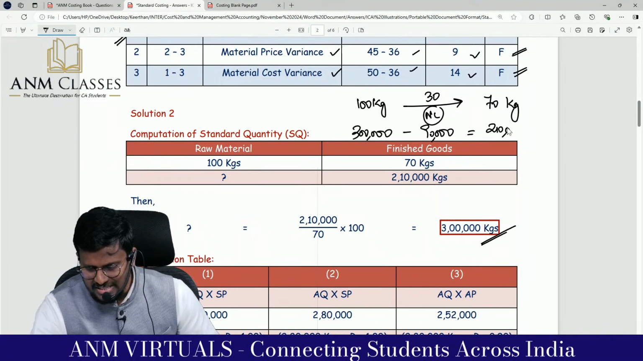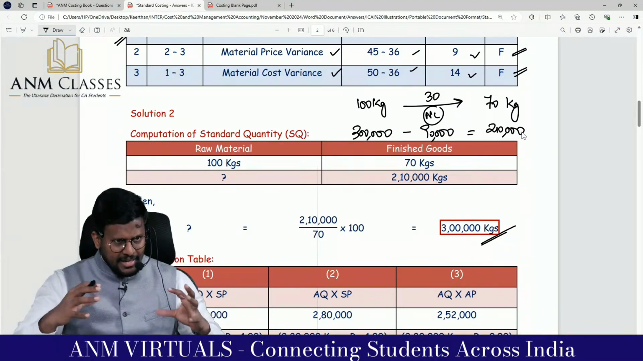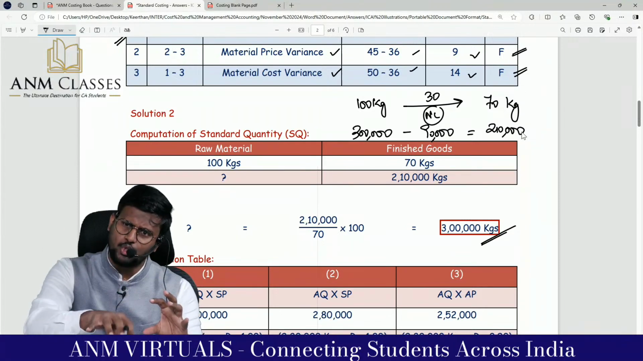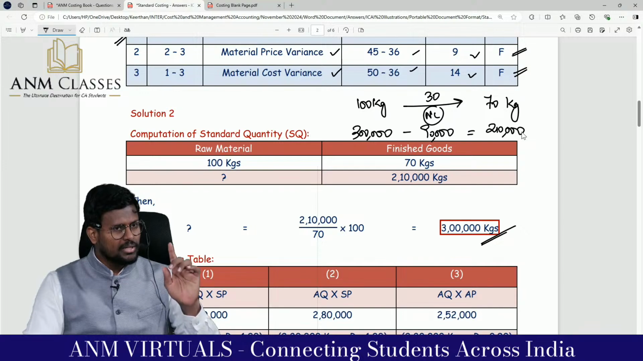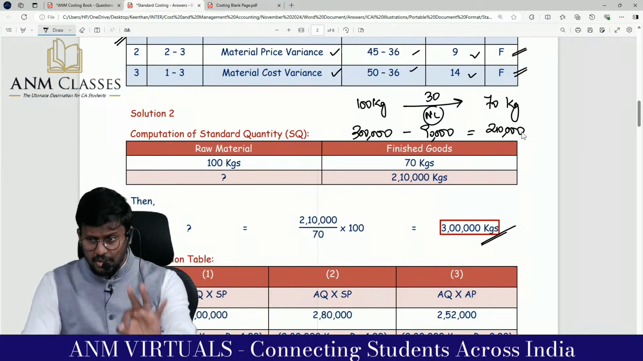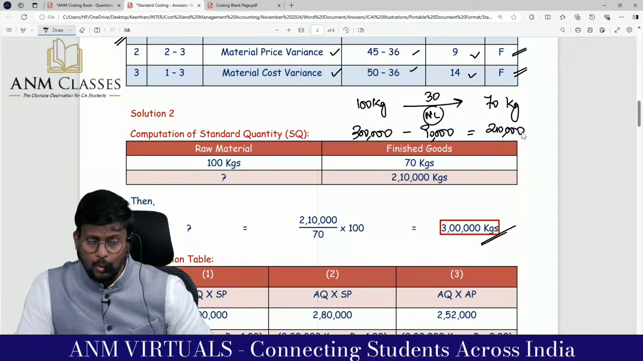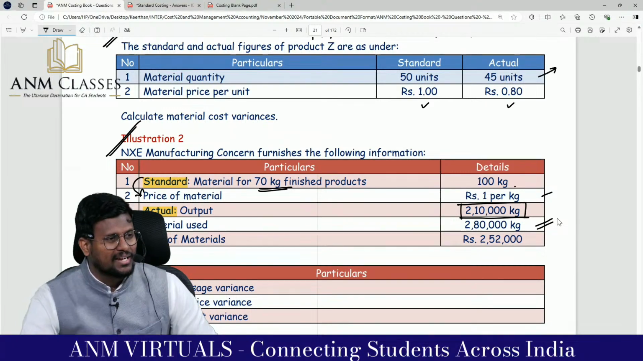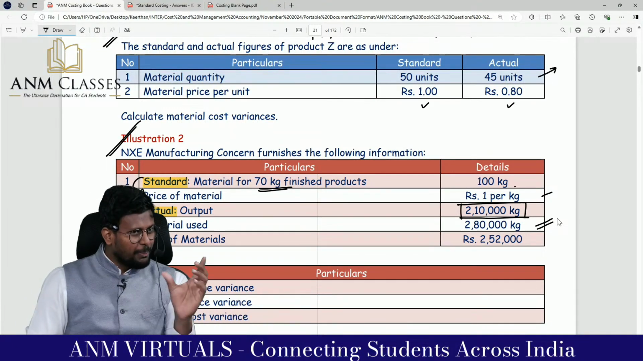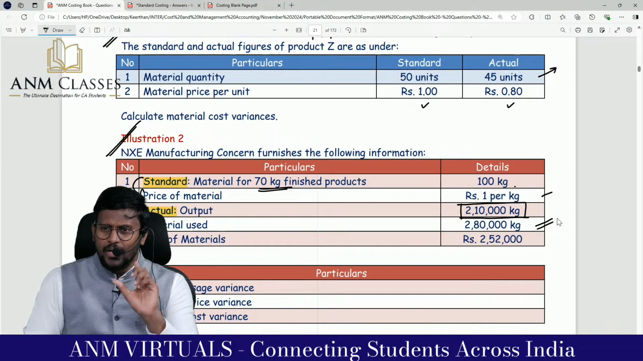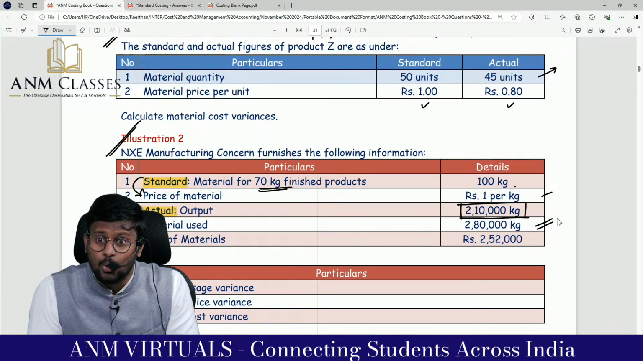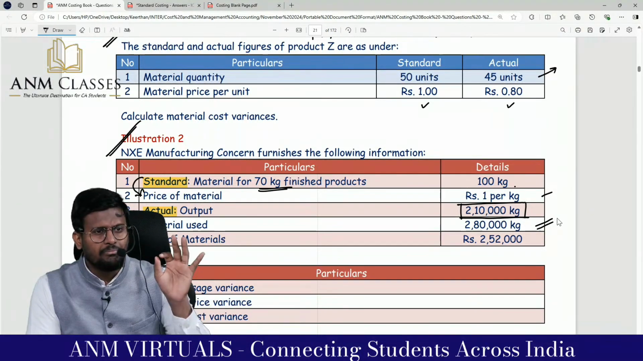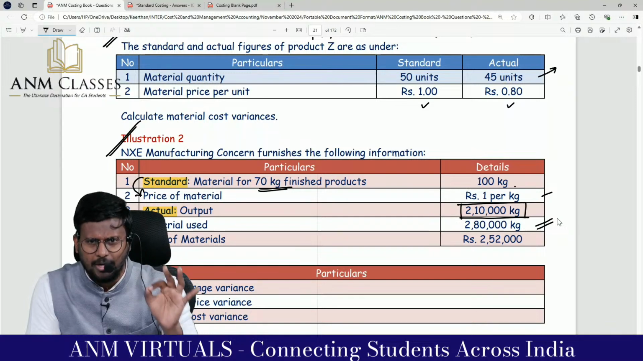So my standard quantity, if I get 2,10,000 kg, the ideal quantity I should have put should be 3 lakh kg. Anybody in this world who manufactures should put 3 lakh kg. But look at the question, man. Material used is only 2 lakh 80,000. Brilliant, fantastic. In place of 3 lakh kg, we have used only 2,80,000 kg. That means here itself we can finalize that material usage variance should be favorable.